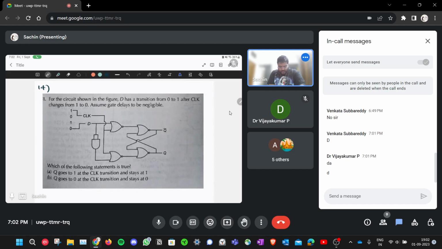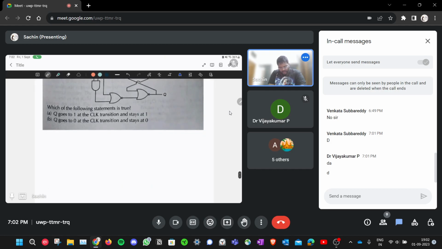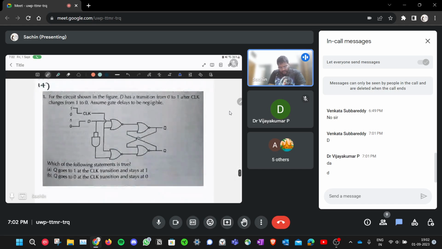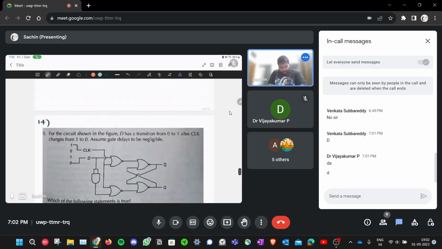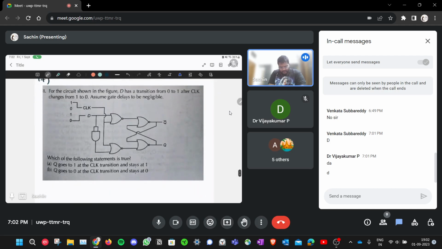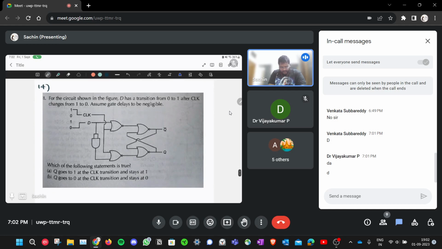Okay, let's see. For the circuit shown in the figure, D has a transition from 0 to 1 after clock changes from 1 to 0. They have given the clock and D both here, they are given the waveform. Assume gate delays to be negligible. Which of the following statements is true? There are four options, but two options have been cut off. They were on a different page, so I didn't bother copying that. You don't need the options to answer the question, and knowing the options doesn't really help in this case either way because they are all similar.